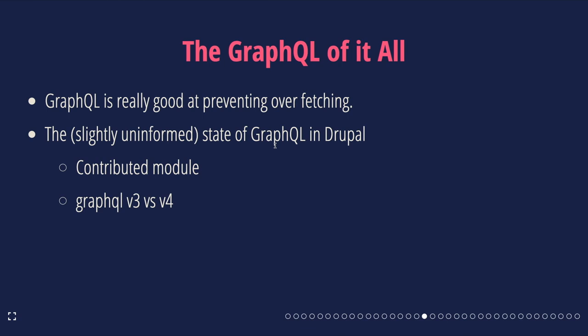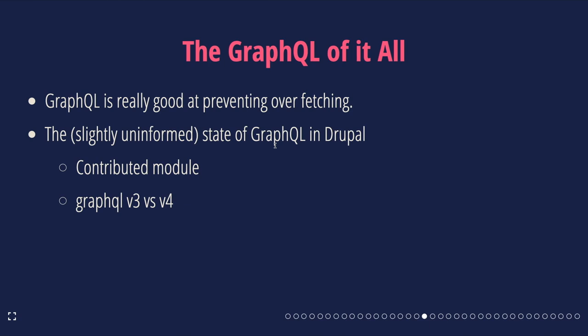With Drupal, I personally haven't done a ton of work with GraphQL and the contributed GraphQL module, but my understanding of where that's at in the Drupal world right now is: GraphQL is not part of Drupal core. It's a contributed module. JSON API is part of core. And there has been a little bit of, I'll maybe even say, growing pains going from version 3 of GraphQL to version 4.